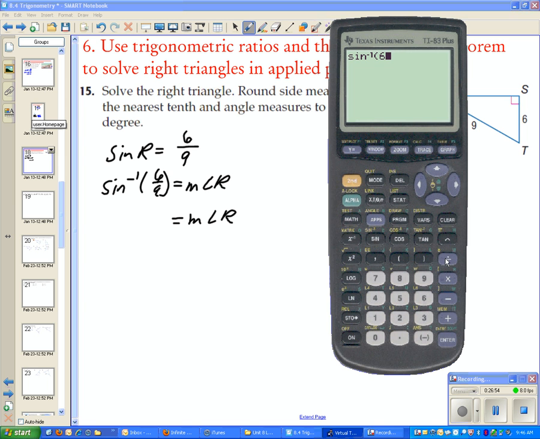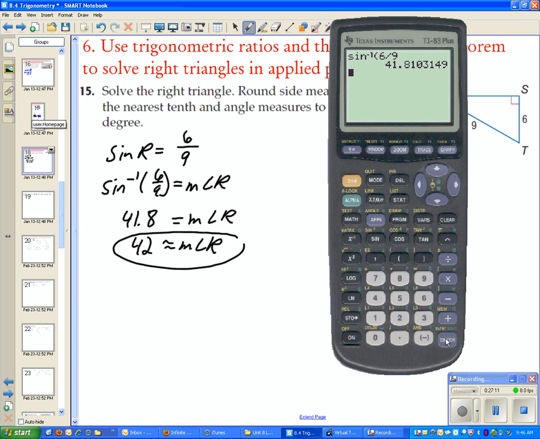Inverse sine, 6 divided by 9. And I get 41.8. Now they said to round it to the nearest degree. So if I round that to the nearest degree, I'll get 42. I'll take 41.8. If you get a more precise answer than what the directions say, I'll never count that wrong. Okay? So if that one's 42, what's the measure of angle T to the nearest degree? 48. All right, so I've got the two angles.